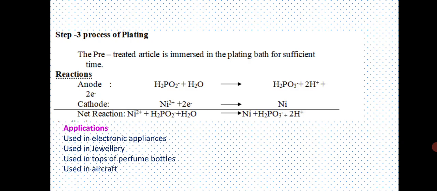The pre-treated article is immersed in the plating bath for sufficient time. At anode: H2PO2- plus H2O gives H2PO3- plus 2H+ plus 2e-. At cathode: Ni2+ plus 2e- gives Ni. Then write the overall reaction.